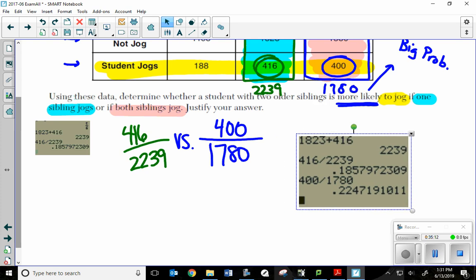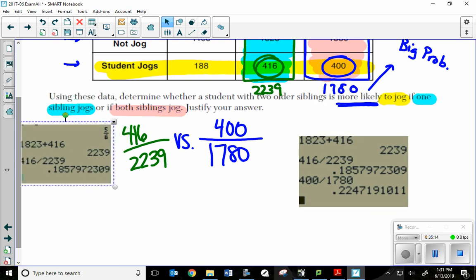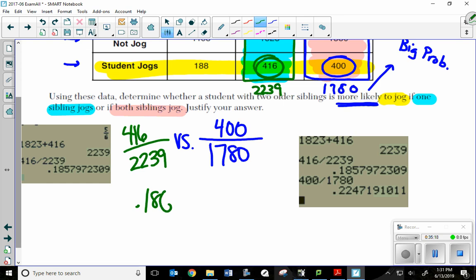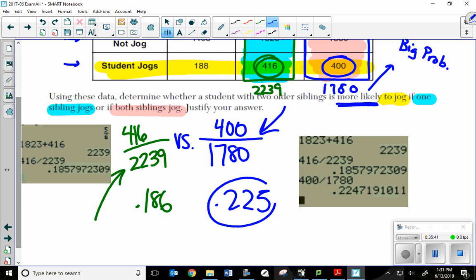So this is 0.186. Let's round it to three places. This is 0.225. Here's our justification, our work. We have to answer the question, which one's more likely to jog? Those people that have two siblings that jog, or those that only have one? The person that has one sibling, I guess. This is higher.